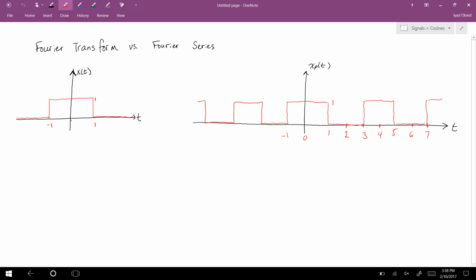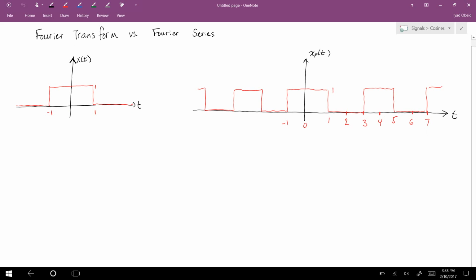In this video, we'll take a closer look at the difference between the Fourier transform and the Fourier series. As we've already learned, the Fourier transform is applicable to signals that are not periodic, and the Fourier series is applicable to signals that are periodic. Let's do a side-by-side comparison, and hopefully that side-by-side comparison will help us tease apart exactly how they're different. So let's start with the non-periodic signal to the right.